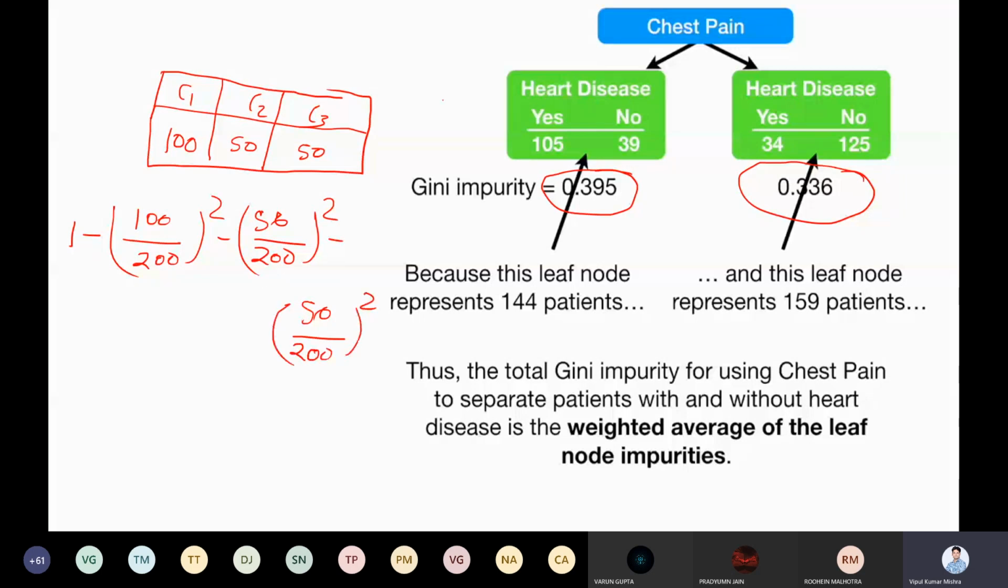So similarly, you can compute for any number of classes. Here we have a binary class, so you have yes and no. If you have n number of classes, you can compute it similarly for n classes as well. Any doubt, guys?